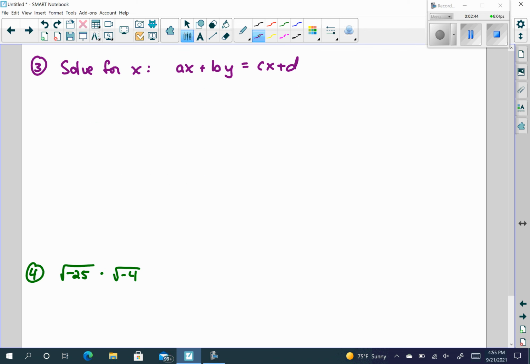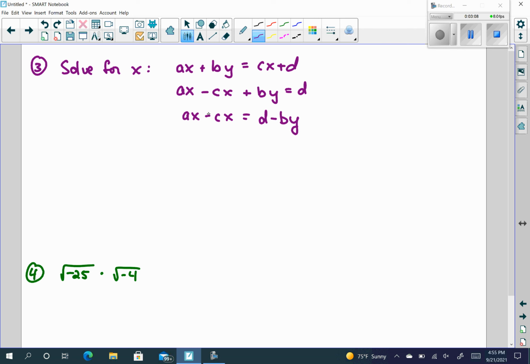All right, for number 3, this is a literal equation. We want to solve for x. So if you notice, we have 2 terms that have an x with it. So I want to get all of those x terms to the same side. I'm going to start, and we can move them to either side. I'm going to move the cx over to the left by subtracting it. Then I want to move the by to the other side by subtracting that. So I'll get ax minus cx is equal to d minus by.